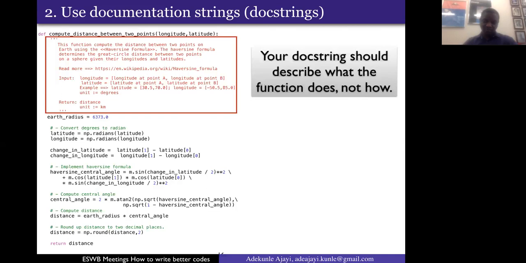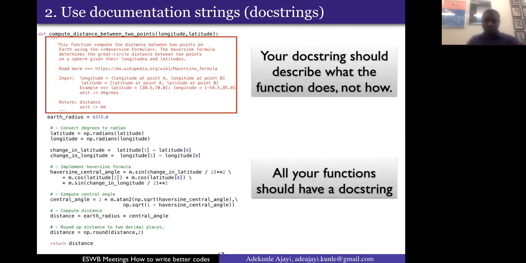And this is what is also missing in the code A that I showed you before, which is just a bunch of lines with nothing to explain what the code is doing. So your doc string should describe what the function does and not how. And in fact, it should give a clue as to the input that the function takes, which is there, you see the input, longitude, latitude, and should give the output, which is the return, that what the function is going to calculate and what it's going to give to you, which is the distance. And also additional information such as the unit of the quantities you are putting in and the quantities you're getting out. So this is very important.